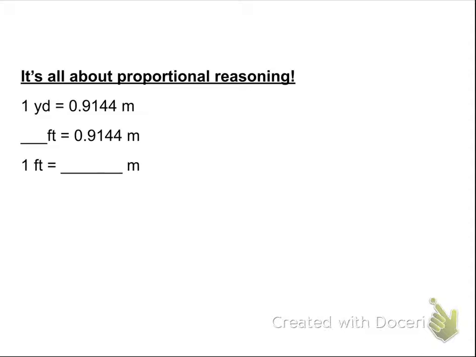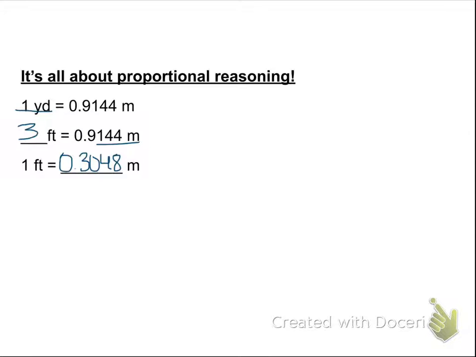So if I know one conversion, for instance, 1 yard is 0.9144 meters, and we know that 1 yard is the same thing as 3 feet, that must mean that 3 feet is the same thing as 0.9144 meters. And if that's what 3 feet is, then 1 foot would be a third of that. So if you take your 0.9144 meters and divide it into 3 pieces, we get 0.3048 meters.